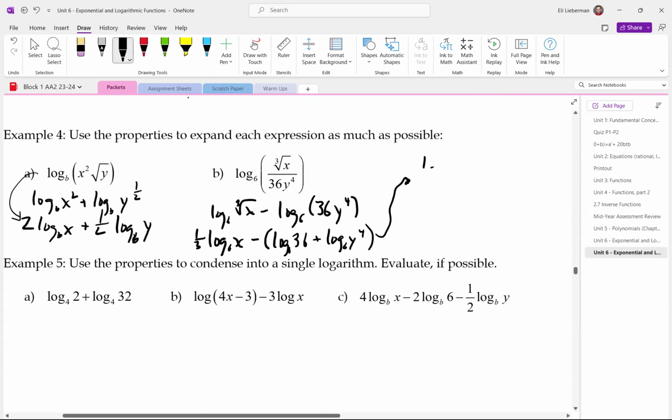Okay, so we have then one third log base six of x, hear me out, minus two minus two, minus four log base six of y. Are we good with this? We are done. That is the landing place.